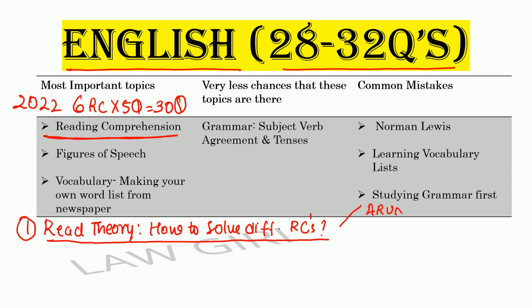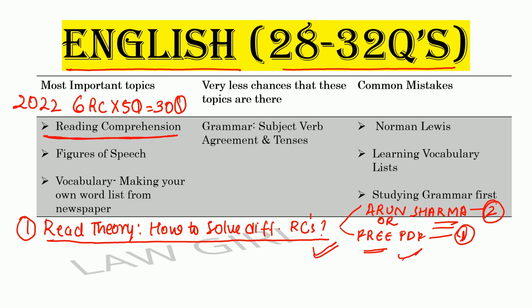You can read theory from Arun Sharma's book. Then you can also, I have shared a free PDF on my website. You can go through that. Any one of them is going to work. Or first go through the PDF. If you understand things from here, well and good, don't invest in Arun Sharma. But if you're not able to understand from the PDF, invest in Arun Sharma, right?